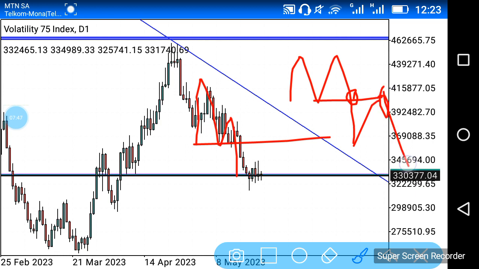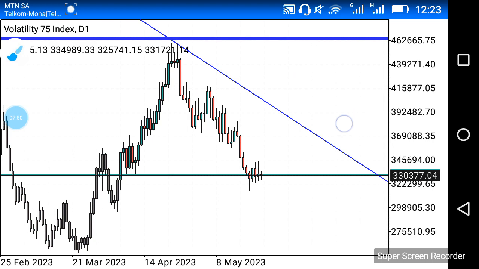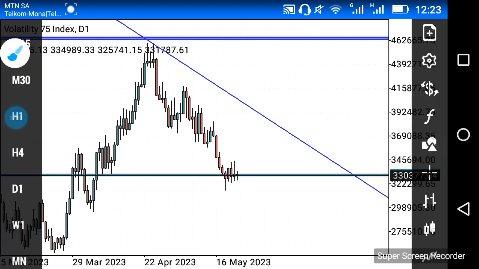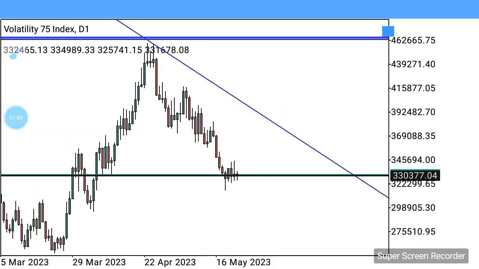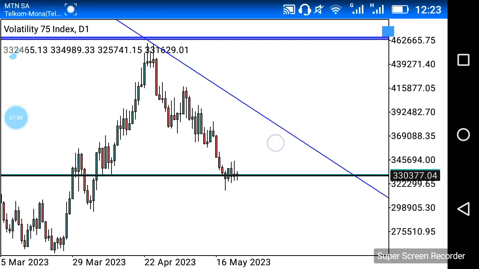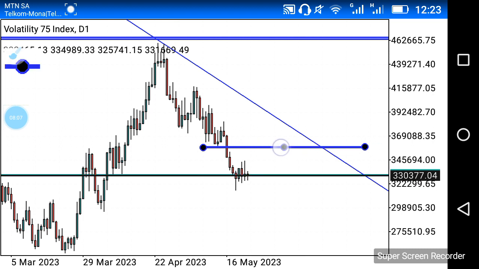So I'm just going to add a neckline for this structure, which is the M structure. Let's have a look. We could say that that's our neckline. The next thing that I'm going to do, guys, is to utilize the Fibonacci retracement tool just to see if that neckline actually aligns with any key numbers that we have on the tool. So just bear with me, guys.